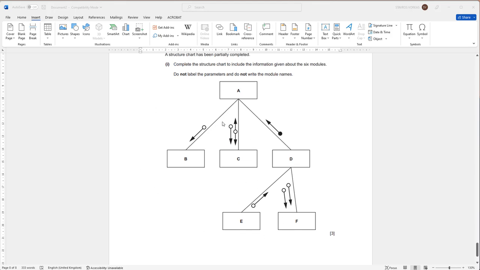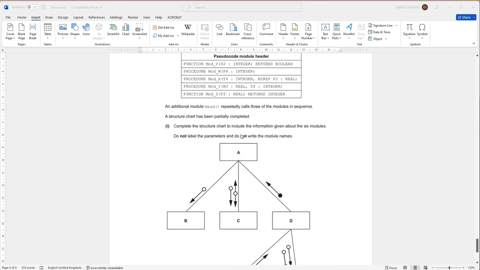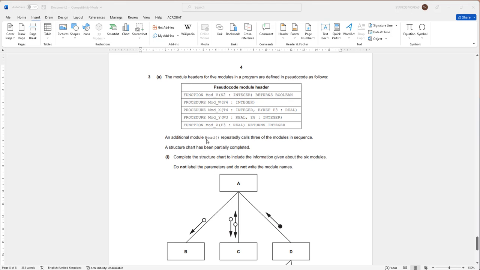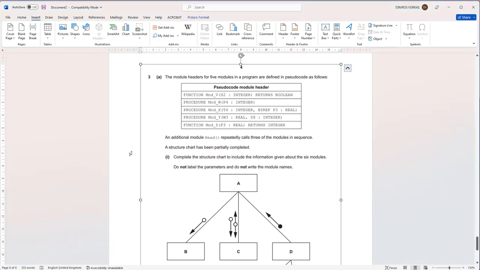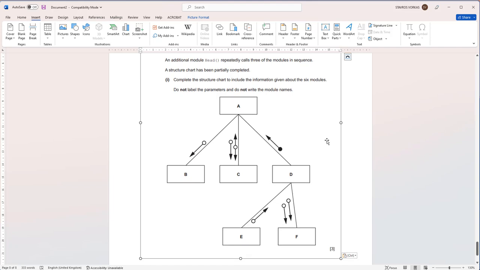So they give us these 5 headers, which are essentially these modules here. But here there's 6 modules, so that's a bit weird. So let's take a look at what it says after. It says an additional module called head repeatedly calls 3 of the modules in sequence. A structure chart has partially been completed. So the first thing that we figure out is this sentence here says an additional module called head repeatedly calls 3 of the modules in sequence. The only one that calls 3 modules in sequence is A. So we know our starting point. We know that A is the head.